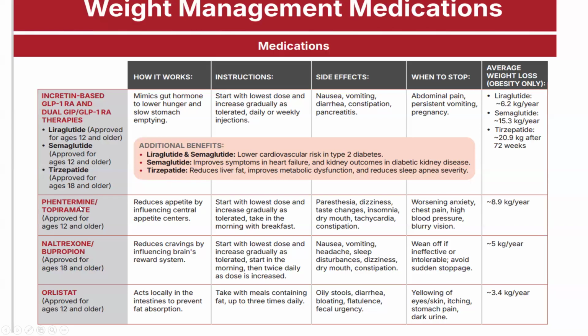Talking about phentermine or topiramate, this is approved for ages 12 and older. It reduces appetite by central action. It influences the central appetite center. Start with a lower dose and increase gradually, taken in the morning with breakfast.